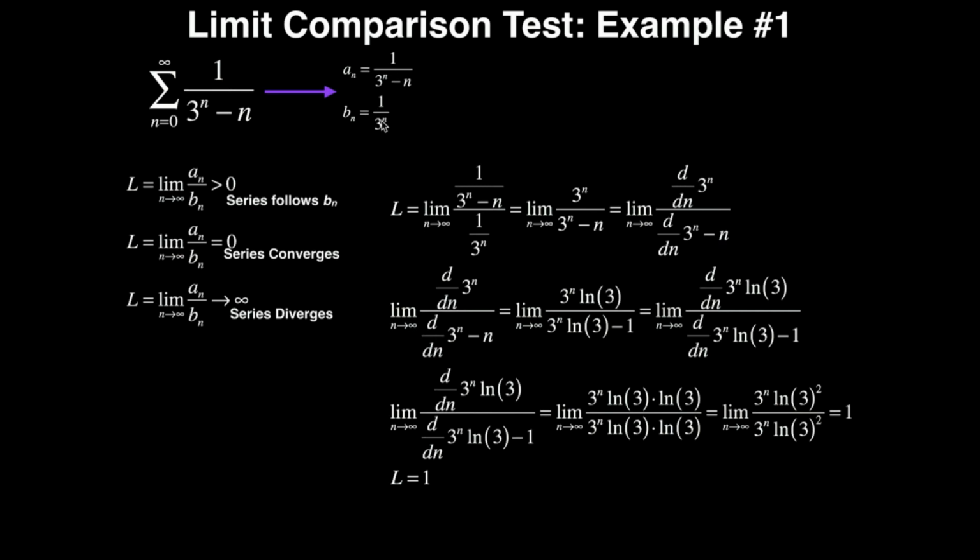So if we were to write b sub n as a series from n equals 0 to infinity of 1 over 3 to the n power, this would be a convergent geometric series, right? Because we'd have 1/3 to the n power. Our common ratio is less than 1. So b sub n as a series is a convergent geometric series. So because b sub n converges, our original series also converges.